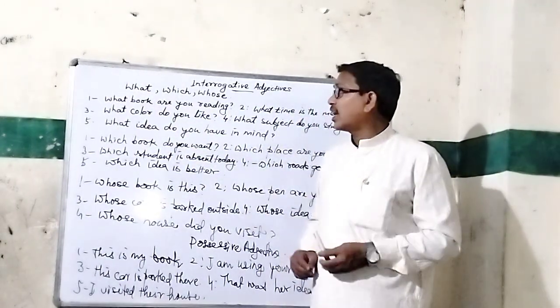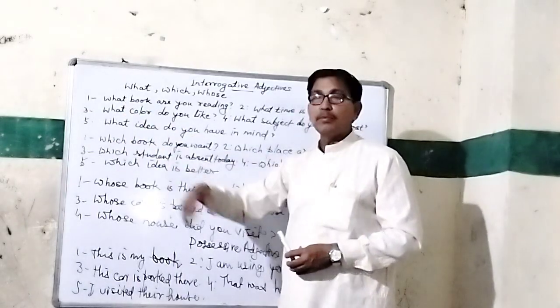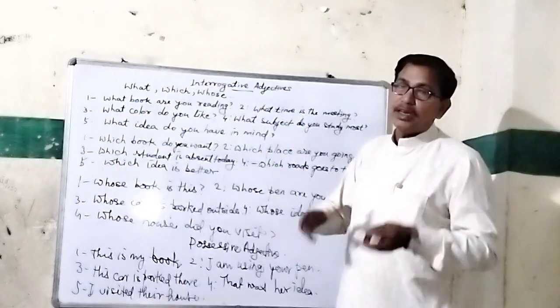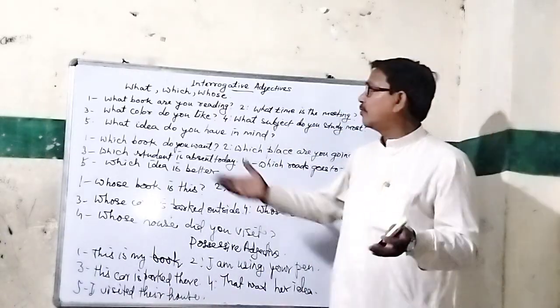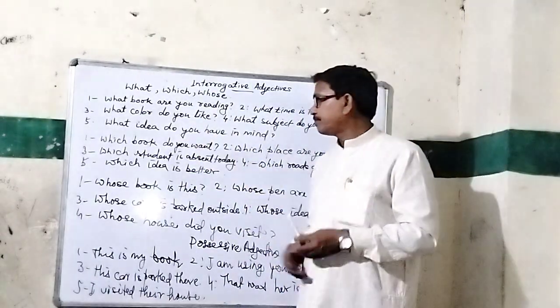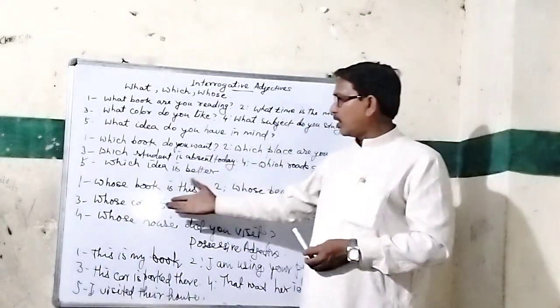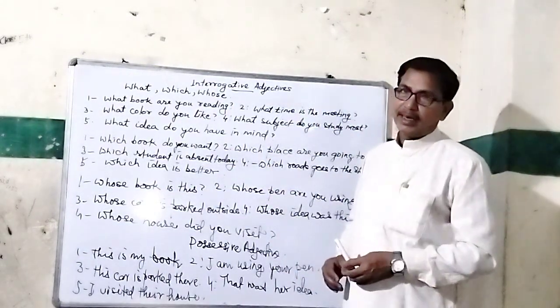So you should not be confused that with book always what will be used or always which will be used. It depends on how many options there are. If you think there are unlimited options, then you will use what, and if there are limited options, then you will use which. And the third one is whose. This is a possessive interrogative adjective.